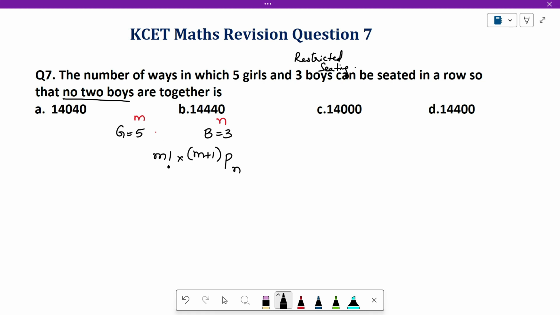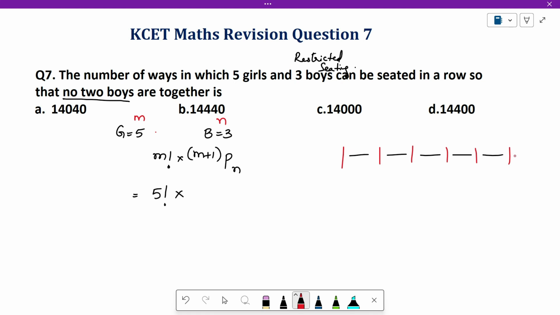So why this M factorial? Because we have 5 girls, and we are going to seat them in 5 positions. This can be done in 5 factorial ways. After seating them in these 5 positions, we will have to count how many alternate positions are there. 1, 2, 3, 4, 5, 6. There are 6 alternate positions. Since boys are not supposed to sit together, they can take any of these alternate positions so that they will not be sitting next to each other.